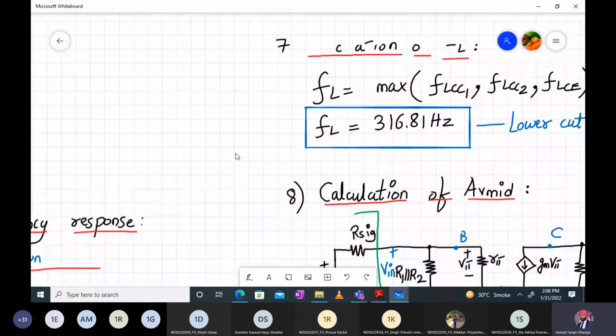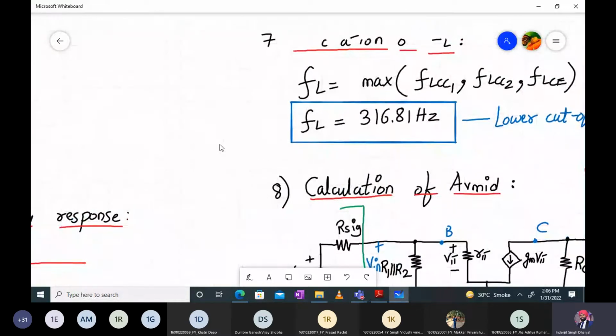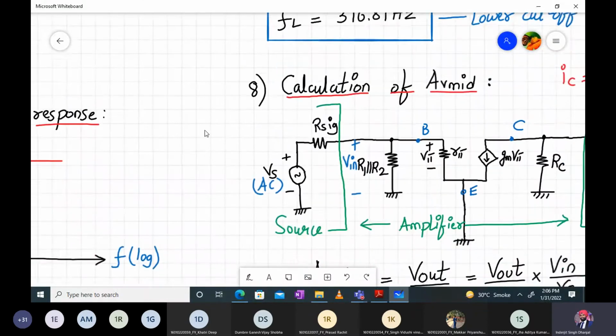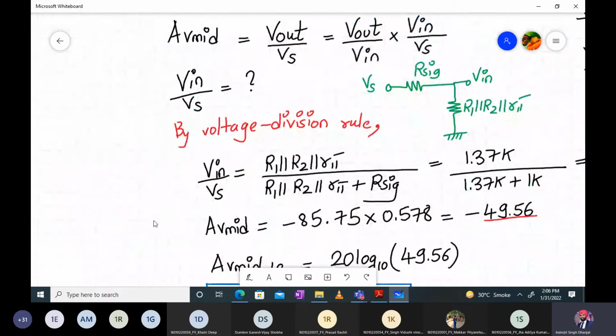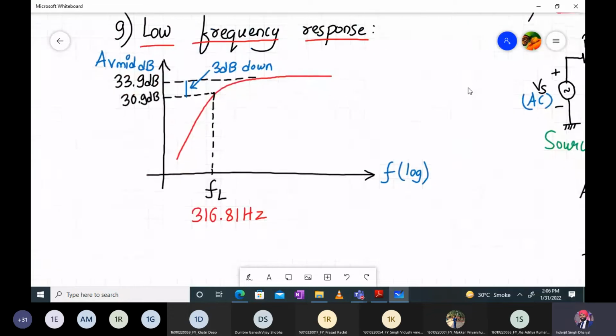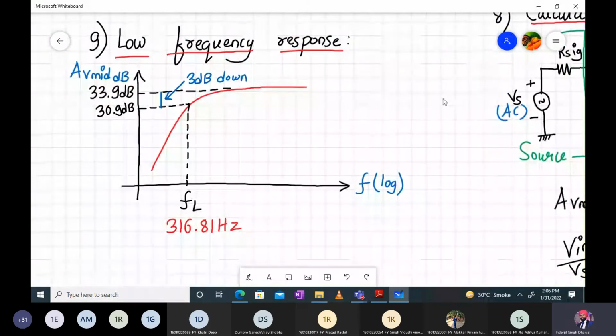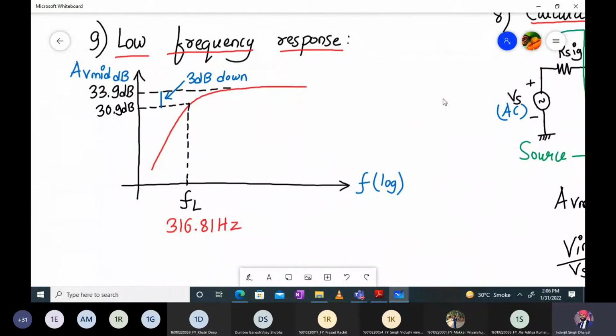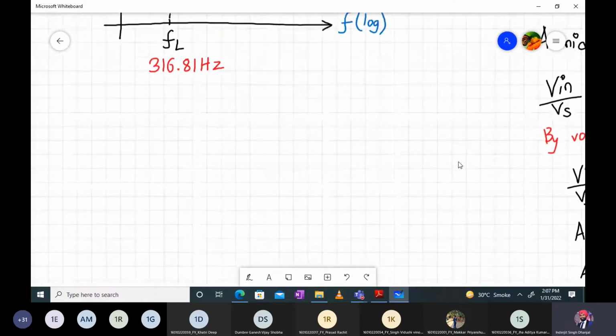Yeah, we got the lower cutoff frequency as 316.81 hertz, right? And then next was we calculated AV mid. So AV mid was coming out to be, how much it was? 49.56 in magnitude, but in dB it was 33.9, right? And we also plotted, you remember, we also plotted the low frequency response. So let me show it to you, the low frequency response also. Yeah, this is the low frequency response. So now with the given data given to us, we'll additionally calculate the FH and we'll plot the frequency response again, the complete frequency response. So let's start our numerical.